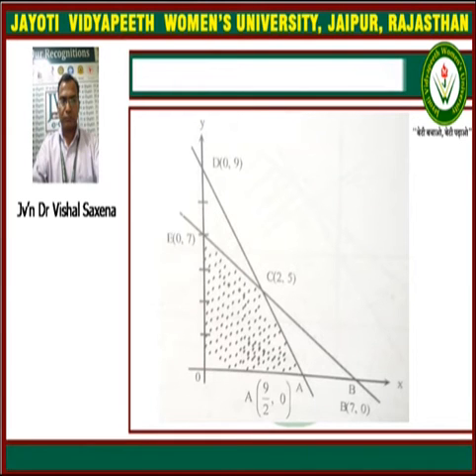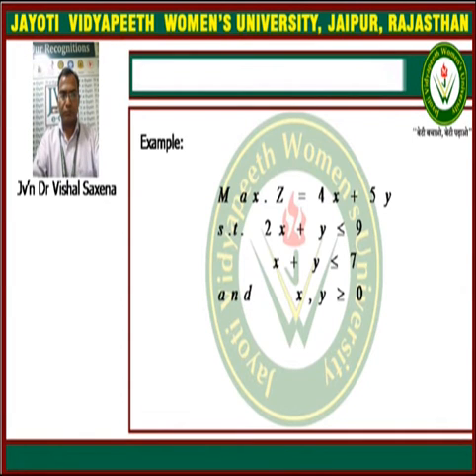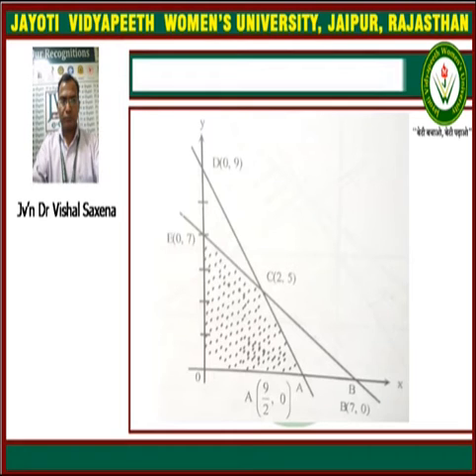Now first of all, how can we solve this problem? First we take these two inequations as equations, like 2x + y = 9 and x + y = 7. These are taken in equation form because we have to draw the graph of these two inequalities, and therefore we can see here the two lines. These two lines represent the two inequalities.